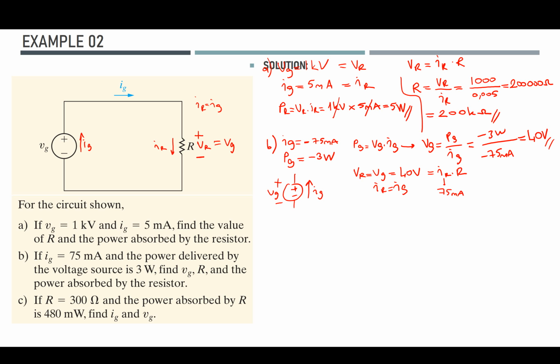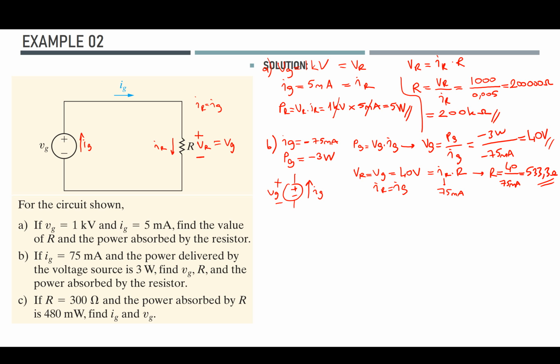So I know that this is going to be 75 milliamps. From here I can calculate the R value as 40 over 75 milliamps, and that would translate into 533.3 ohms. This is the resistor value.